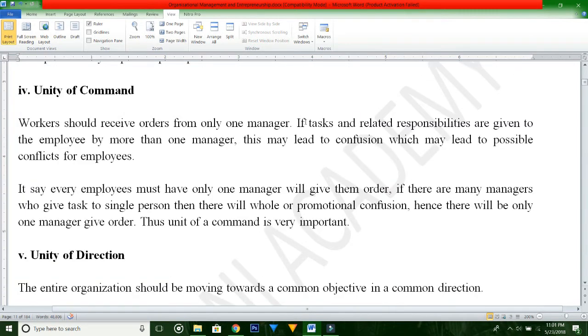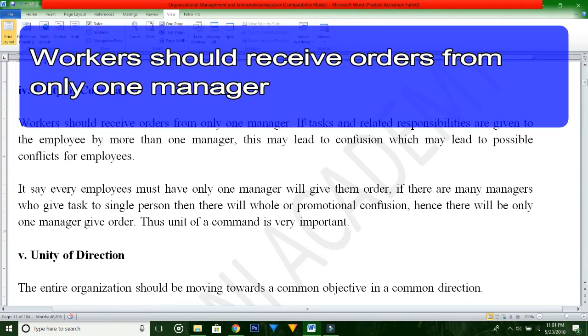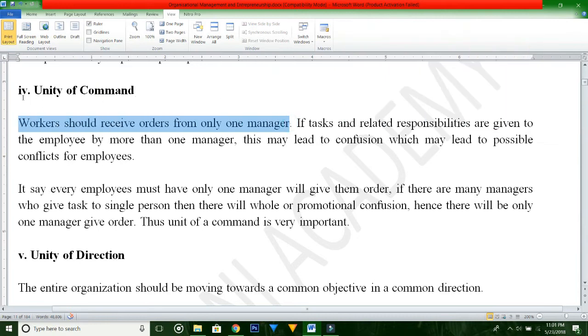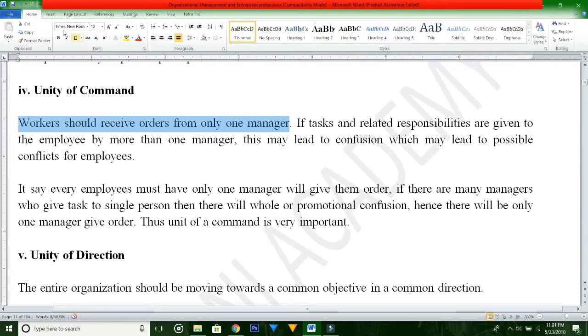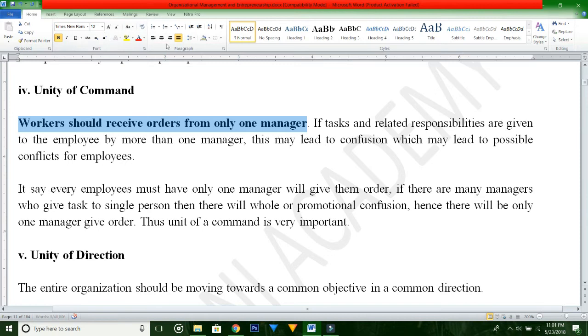Unity of command. Workers should receive orders from only one manager. That is important. Only one manager should give the command. If the tasks and related responsibility are given to the employees by more than one manager, this may lead to confusion, which may lead to possible conflicts for the employees.